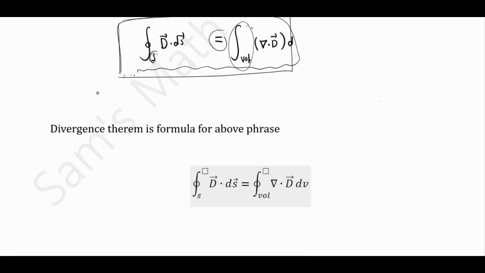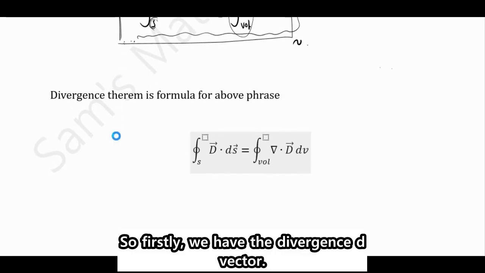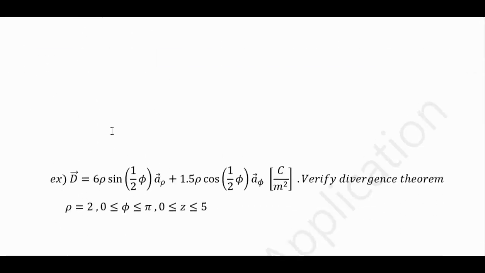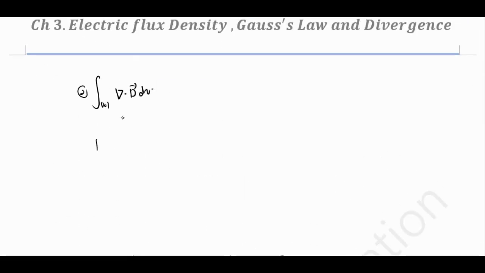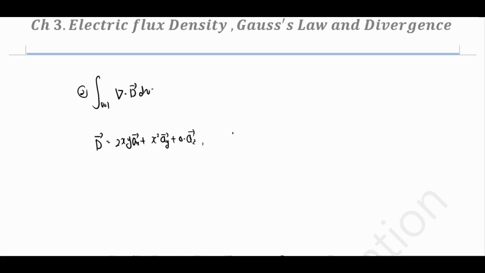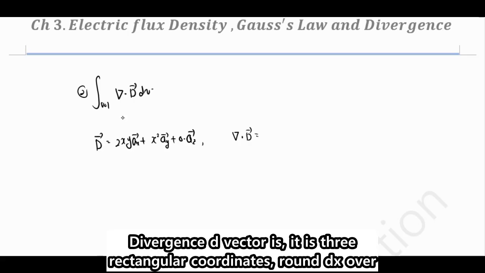And this is dv. So firstly we have to find the divergence of the D vector. The divergence of D vector is 2xy ax vector plus x square ay vector plus 0 multiply az vector.